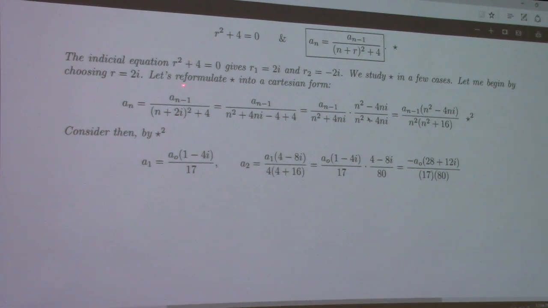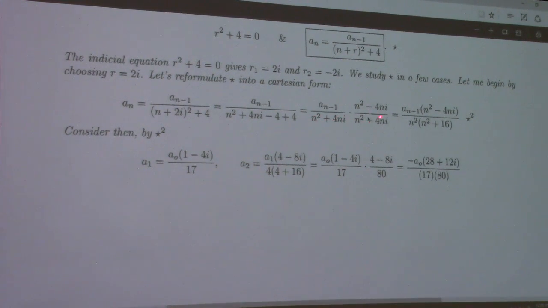Anyway, so here we have r plus 2i, r minus 2i, and that was the recurrence relation we found. And so when I plug in 2i, it gives me this. All right, so I got to do some complex arithmetic. This is n squared plus 4ni minus 4 plus 4. Well, those cancel. And that gives me n squared plus 4ni.